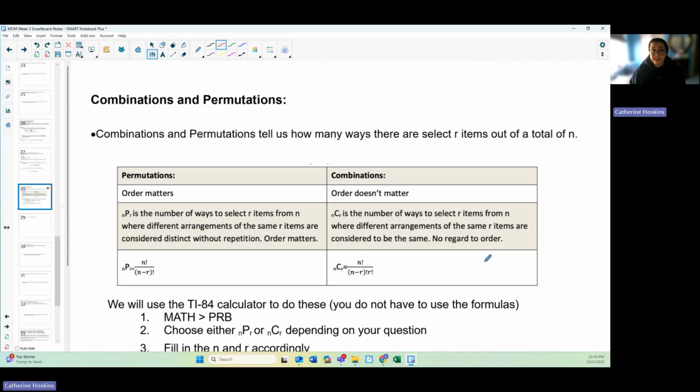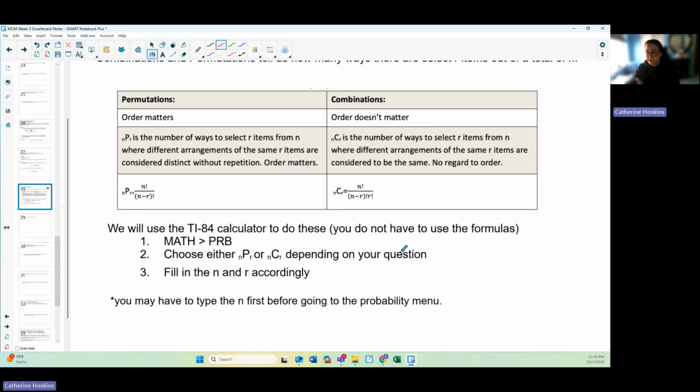That's going to be on us to decide in most of these problems. Once we figure out whether or not the order matters, we figure out the total and look at how many we're selecting, we will be able to use Desmos to figure out these permutations and combinations. While we do have these formulas here, we are going to want to get familiar with using Desmos.